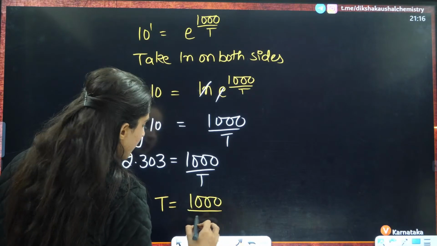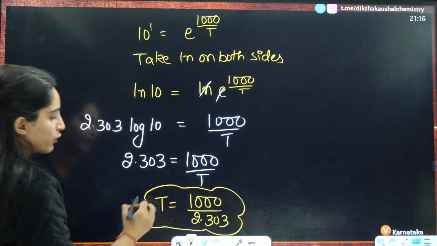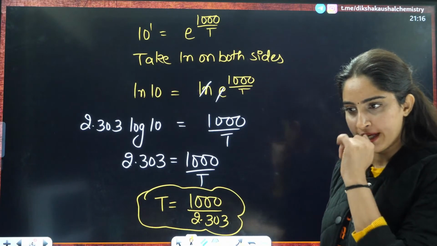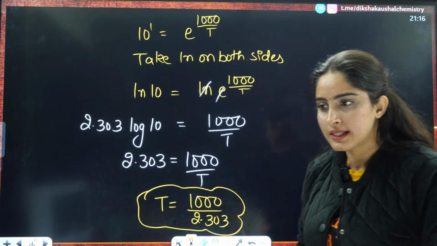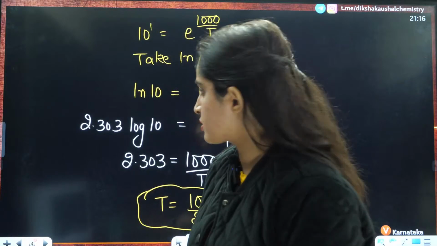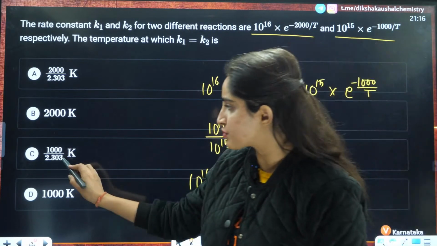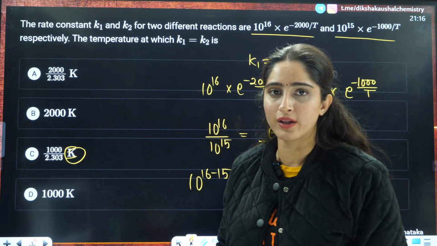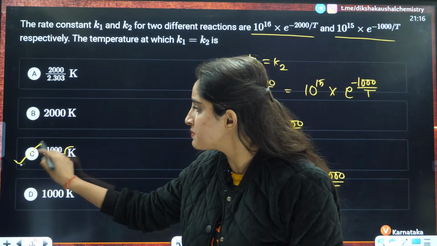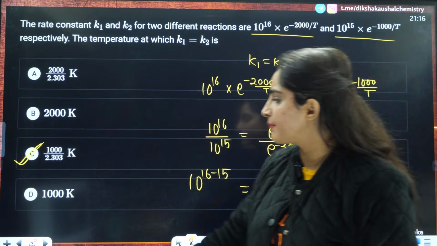1000 divided by 2.303. That is the answer for your temperature, right? Okay, so this is 1000 by 2.303. This is in Kelvin. This is the unit they have given us, right? Okay, so here the answer will become C, the correct answer. Is that clear? Okay, guys, so C will become the correct answer.